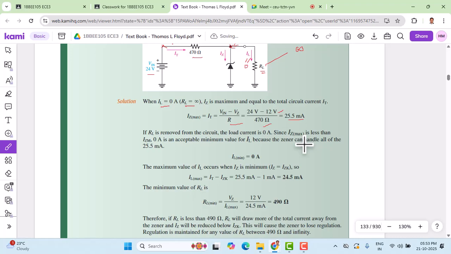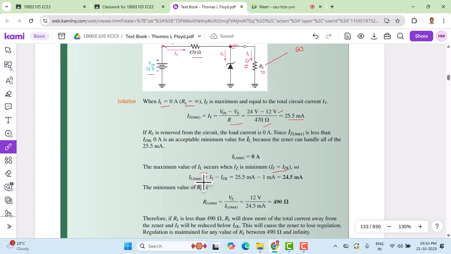And because the Zener diode can handle all of the 25.5 milliampere. So now let us calculate IL. IL minimum is going to be 0 ampere, for which RL is going to be infinity. The maximum value of IL occurs when IZ is minimum, that is when IZ becomes equal to IZK.